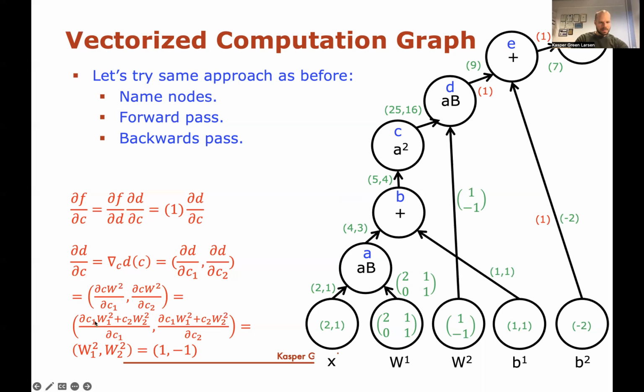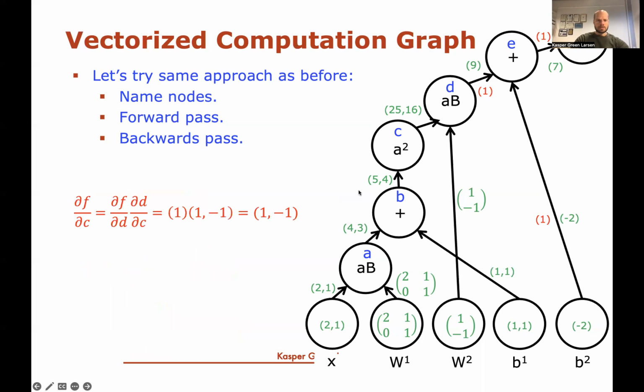When we take the partial derivative with respect to c1, all we get is the first entry of w2. There's no square here, it's just the first entry of w2. Similarly, if we take the partial derivative with respect to c2, we get the second entry of the w2 vector. Then we just have to evaluate it at the current set of values, so what we get here is a 1 and a -1 as a row vector.